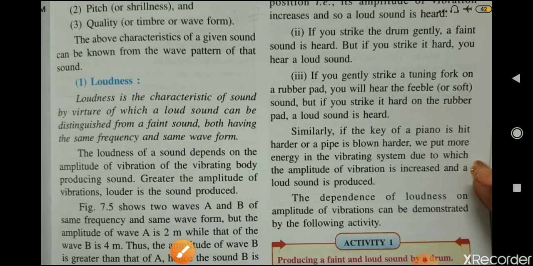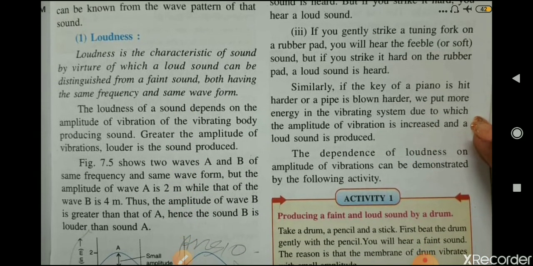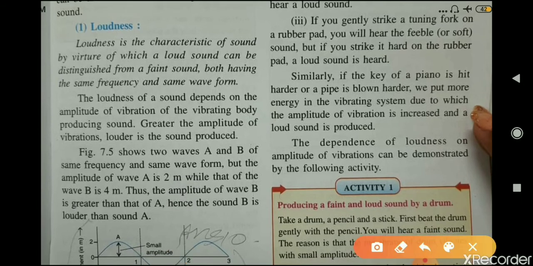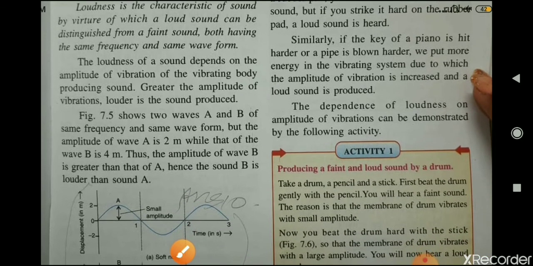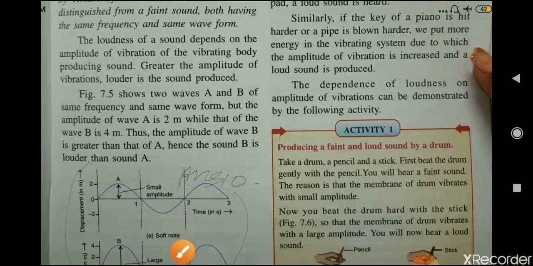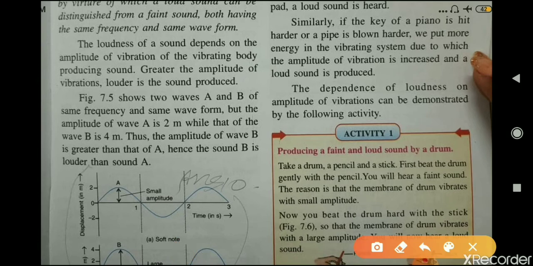Third, if you gently strike a tuning fork on a rubber pad, you will hear a feeble sound, or we can say a soft sound. But if you strike it hard on the rubber pad, a loud sound is heard. Similarly, if the key of a piano is hit harder or a pipe is blown harder, we put more energy in the vibrating system, due to which the amplitude of vibration is increased, means the displacement of the particle that is vibrating is more. Therefore, the amplitude of the vibration is increased and a loud sound is produced.